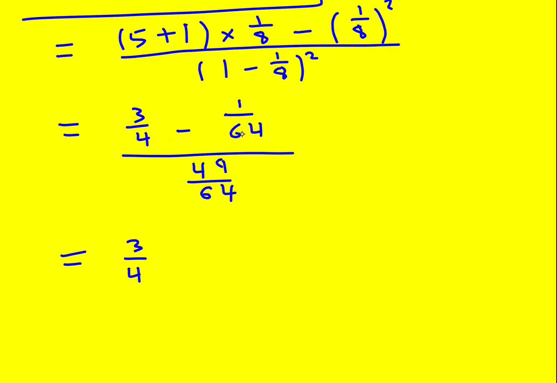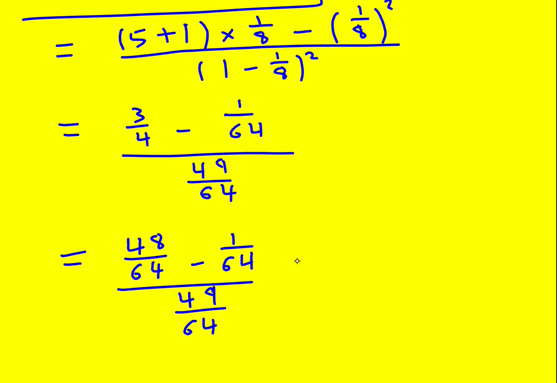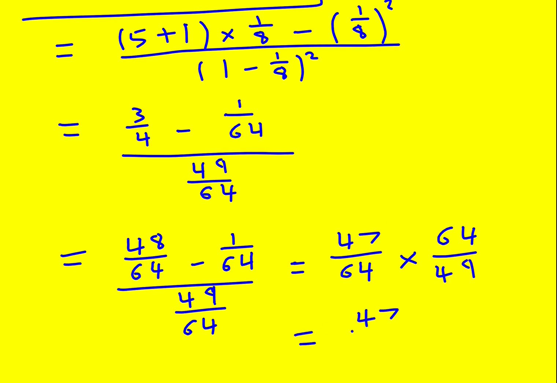Okay, I could put these over a common denominator. Do you know what? I might do that actually. Or I could sort of divide by this and deal with it. Doesn't really matter. So times top and bottom by 16. So that'll be 48 over 64. Which will be 47 over 64 times, and I'm dividing by this, so it's the same as times-ing by 64 over 49, and this gives us our answer, 47 over 49.